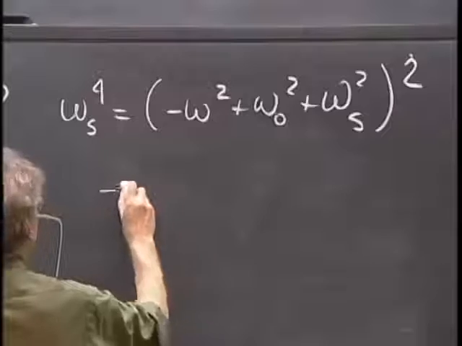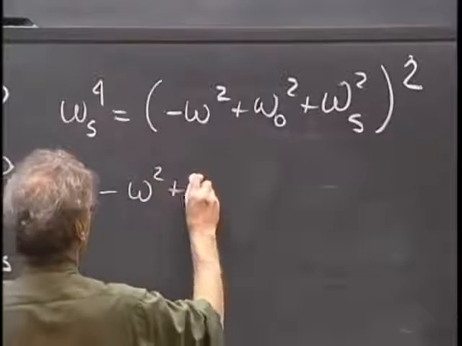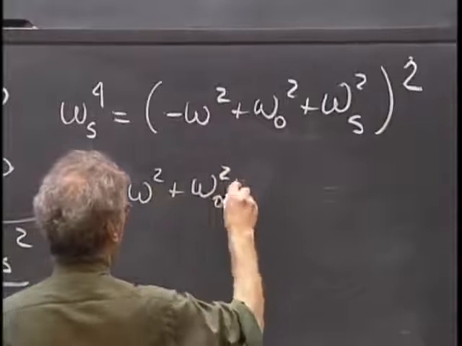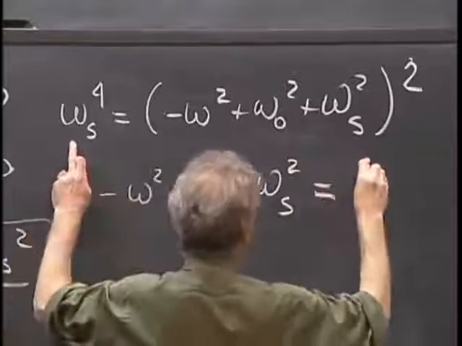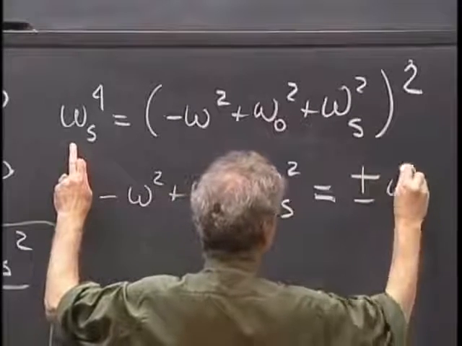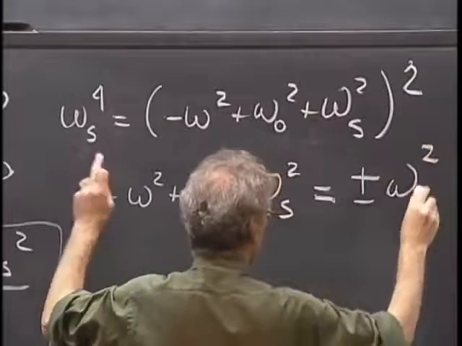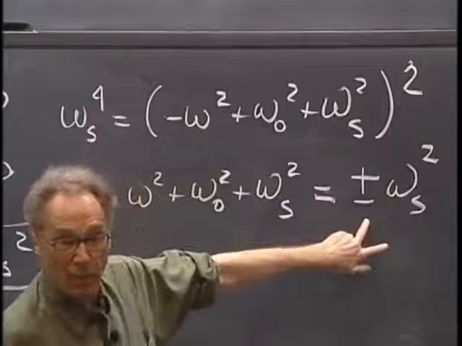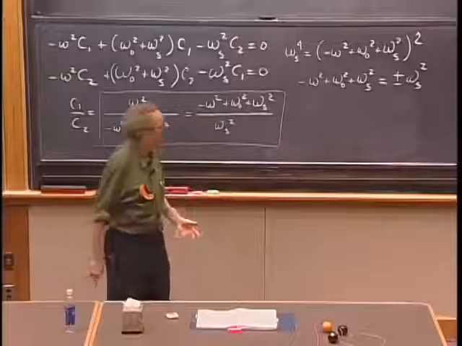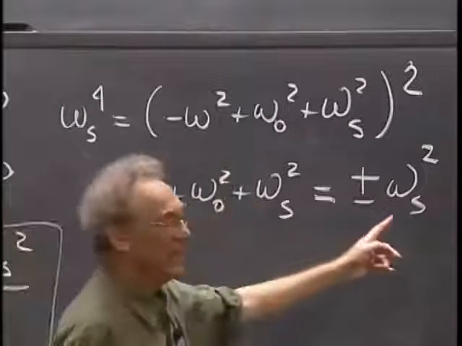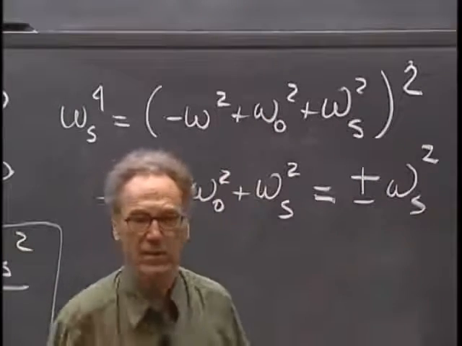So I get minus omega squared plus omega 0 squared plus omega s squared equals plus or minus omega s squared. Do not forget the plus or minus, because the square root of omega s to the 4th is plus or minus omega s squared.